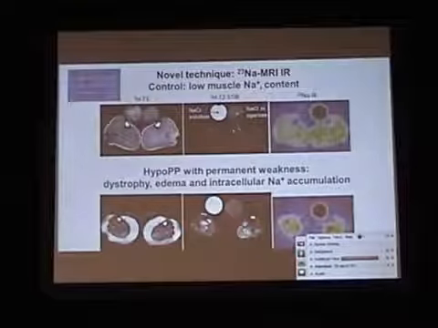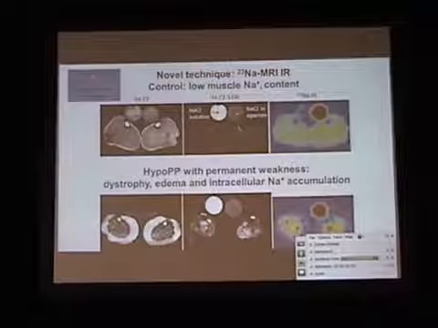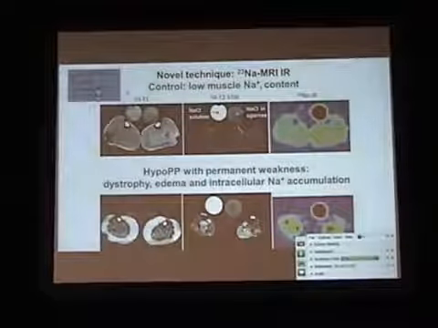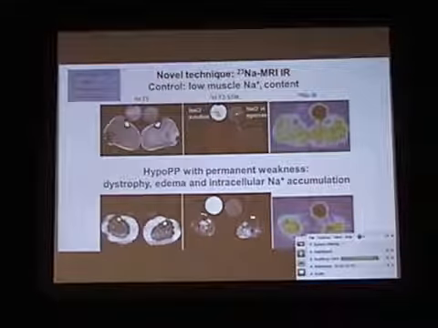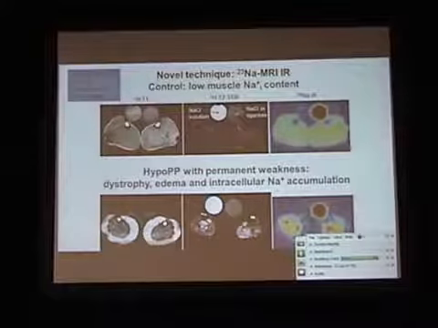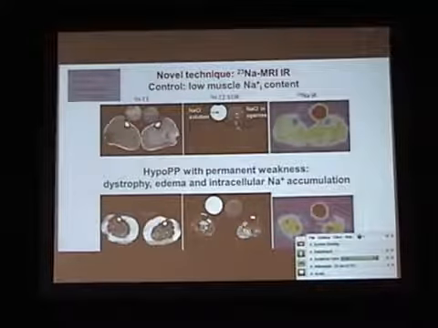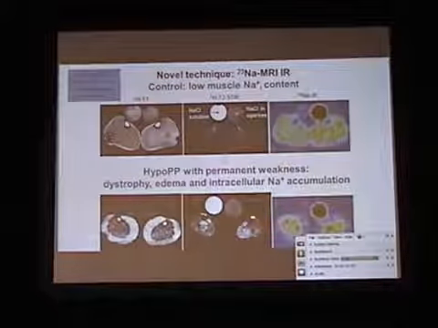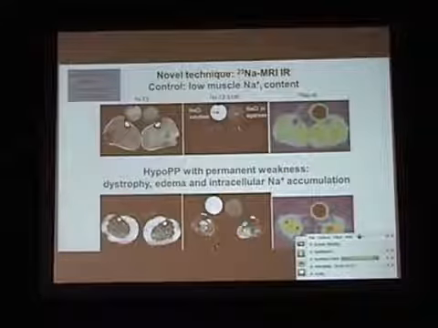And this is an example, just a slide taken from Dr. Lehmann-Horn's talk in 2011. Basically, here a lot of white is a lot of sodium, and normal is not so much sodium. So you can see a normal patient and an affected patient.